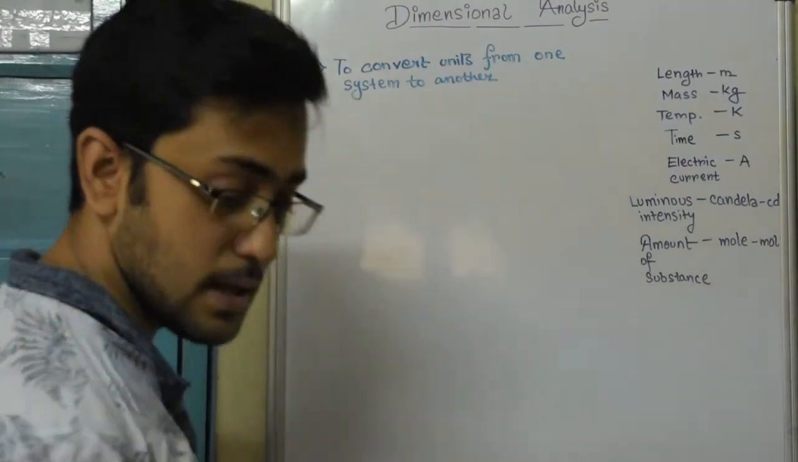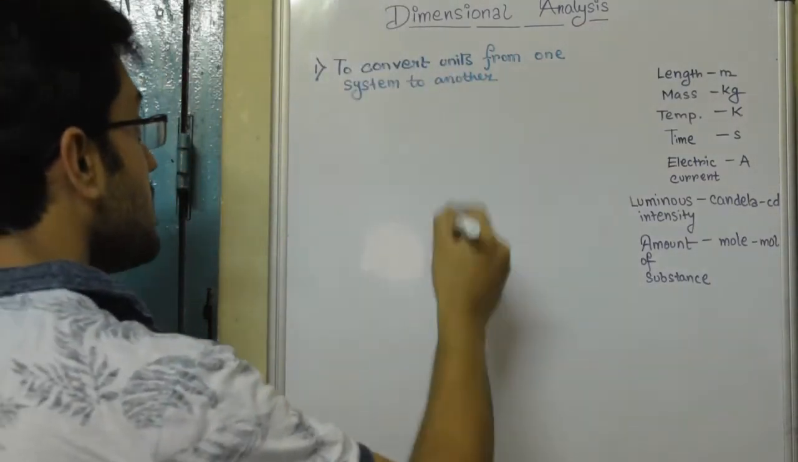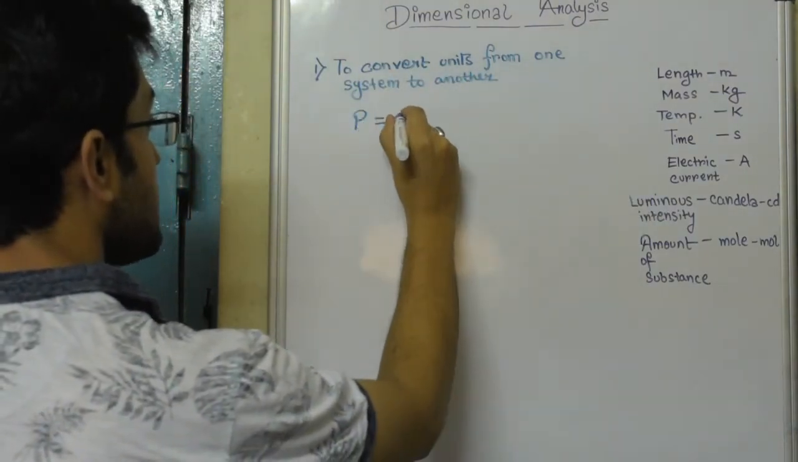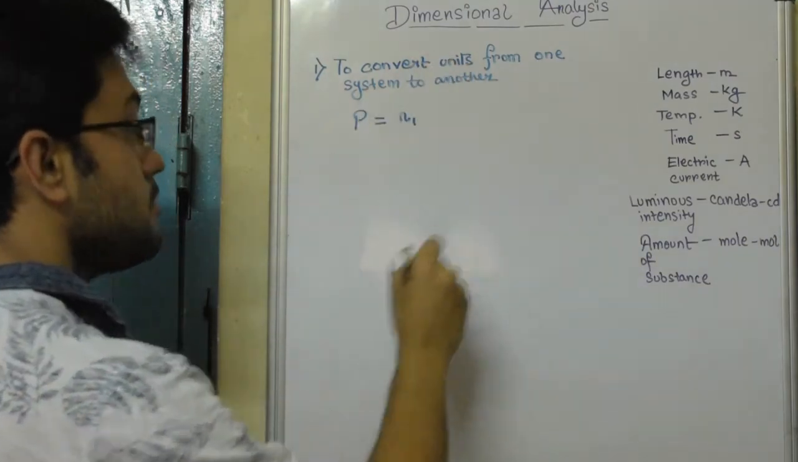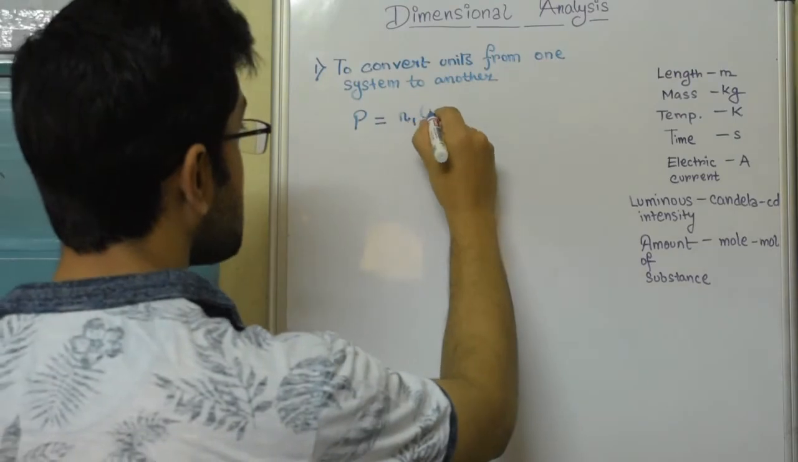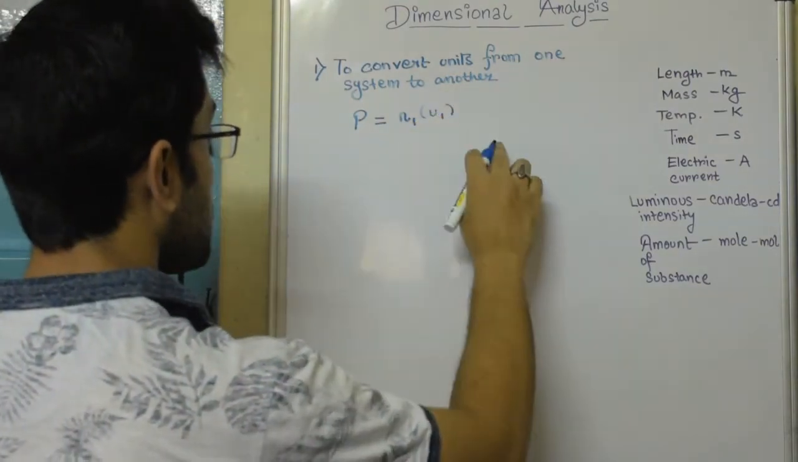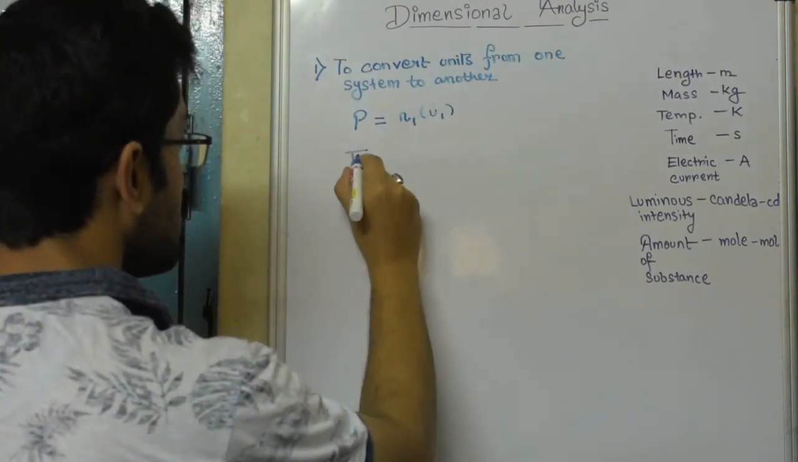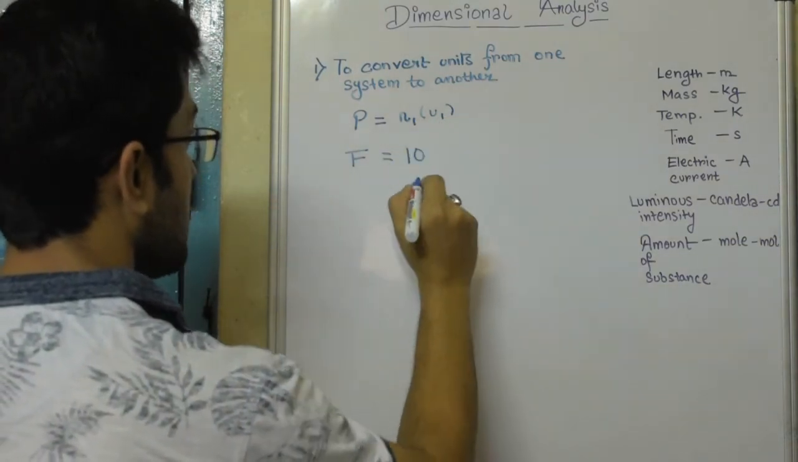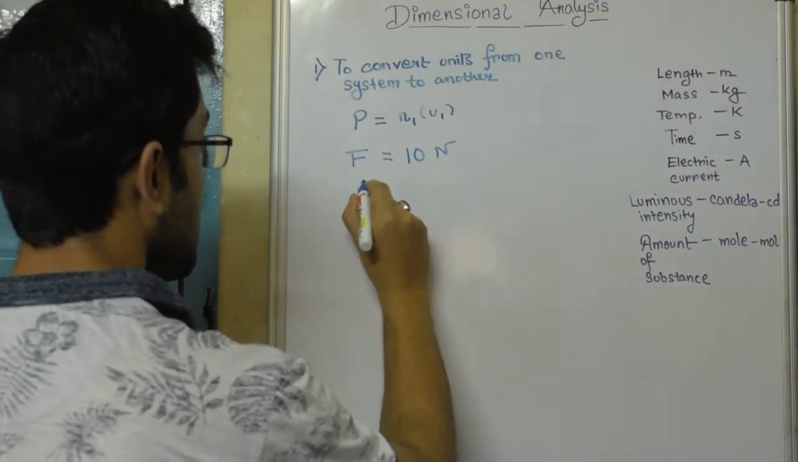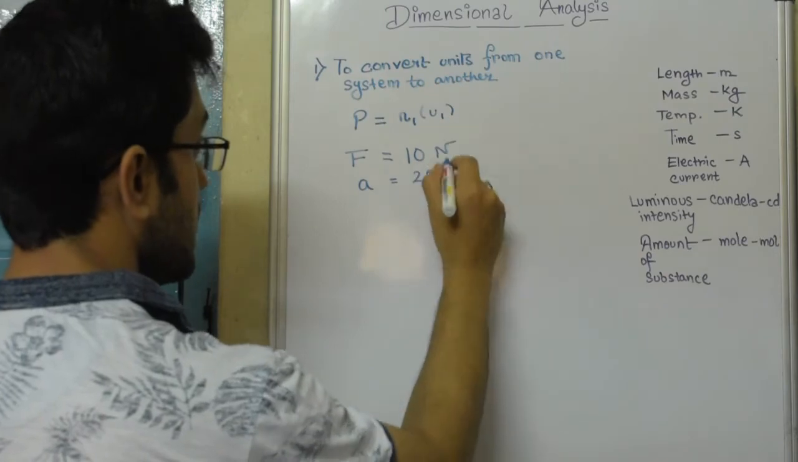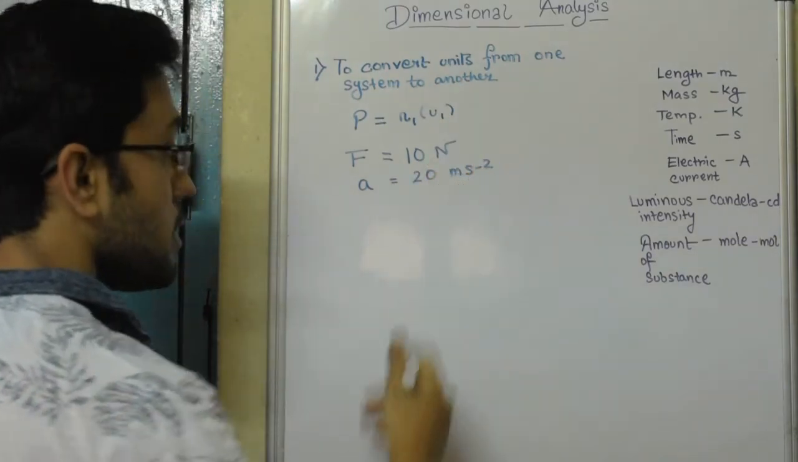So what does dimensional analysis say? Say we are measuring any physical quantity P. That physical quantity can be written as N1 times the dimension of that physical quantity, which is expressed as U1 within brackets. So if I, for example, consider force, it can be written as the value, that is 10, and the unit, that is Newton. Or if I am taking acceleration, it can be written as 20 times the unit, that is meter per second square, and so on.